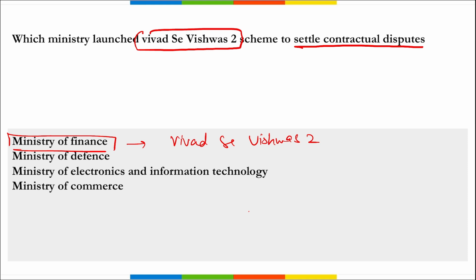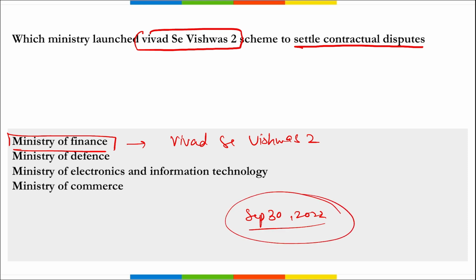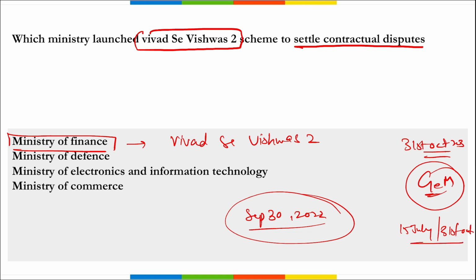The main aim of this scheme is to promote ease of doing business, and this will cover disputes up to September 30, 2022, correct? And this will clear the backlog of the litigations and also resolve the government's contractual disputes with private parties. The deadline for submitting the claims under this scheme is 31st of October 2023. Applications for the settlement are to be made by the contractors through GeM portal, that is Government e-Marketplace portal, and this scheme is valid from 15th of July till 31st of October 2023.